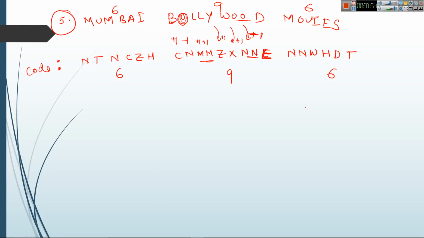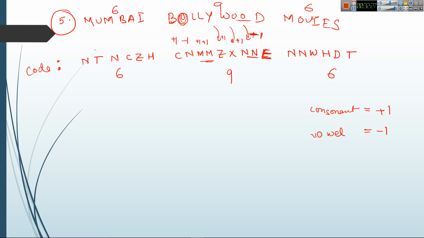So from here we can conclude that the code is like this: if the letter is a consonant then we add 1. If the letter is a vowel then we will have to subtract 1 from the letter and place the preceding letter at the position of that letter. We will see with the codes given in here for Mumbai and movies.